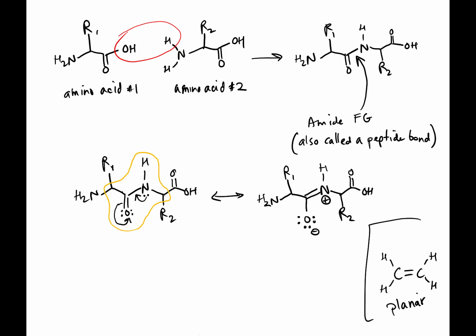Now, the other thing, so let's say this. Resonance in peptide bonds makes them planar. So A, planar. So peptide bonds have that planarity associated with them, and B, makes them stronger.